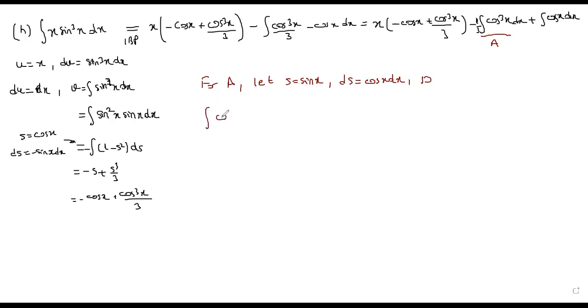We had before this cosine cubed x dx. So we need to have some term like this. Let's separate it: cosine squared x times cosine x dx. Here we have cosine cubed again. Cosine squared is equal to 1 minus s squared, and cosine x dx is equal to ds.